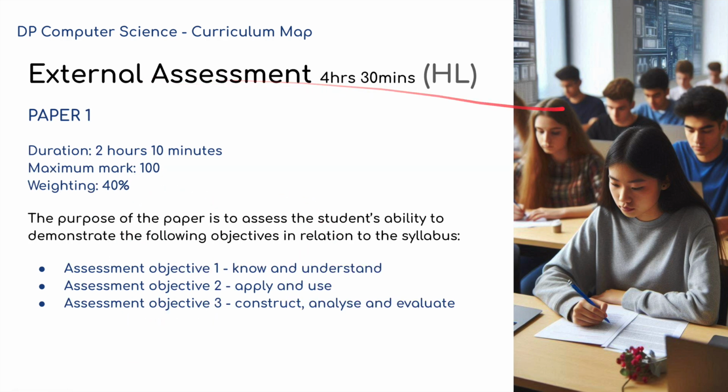The external assessment for higher level runs for over 4.5 hours. Paper 1 has a duration of 2 hours and 10 minutes. Maximum marks are 100 and the weighting is 40%. Again, the purpose of the paper is to assess the student's ability to demonstrate the following objectives in relation to the syllabus. Know and understand, number 1. 2. Apply and use. 3.